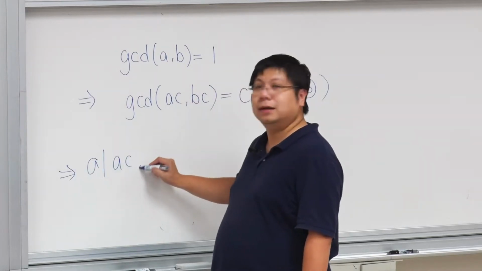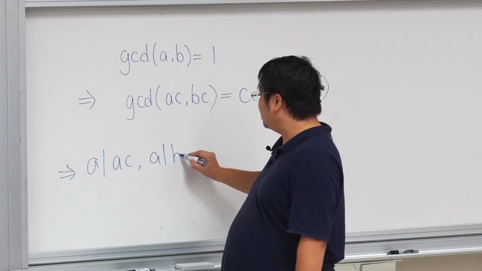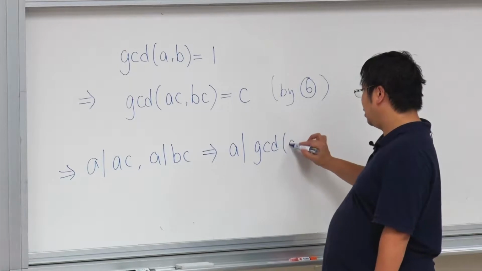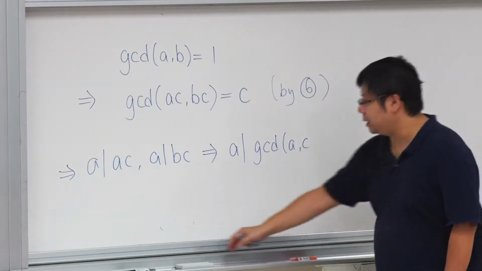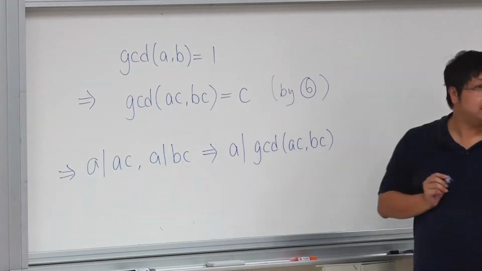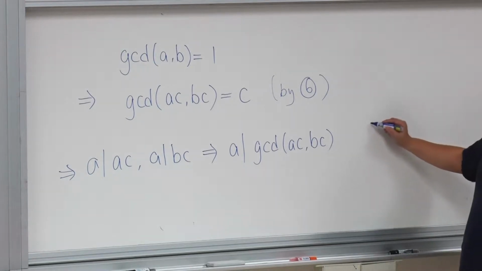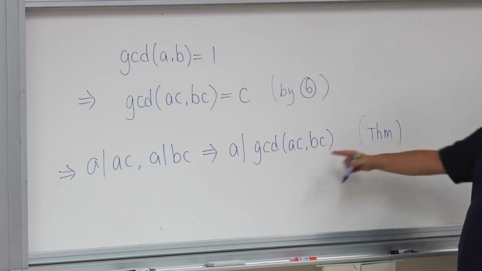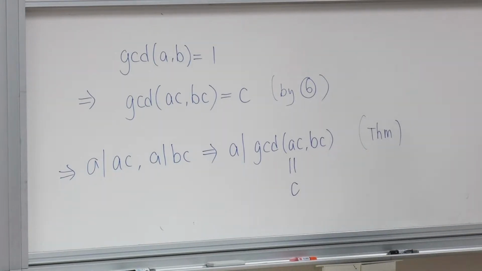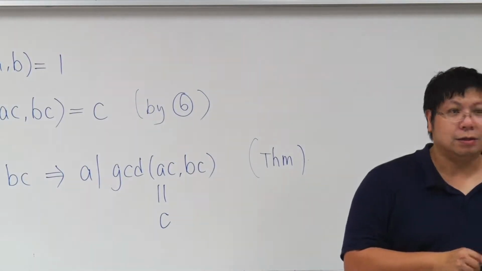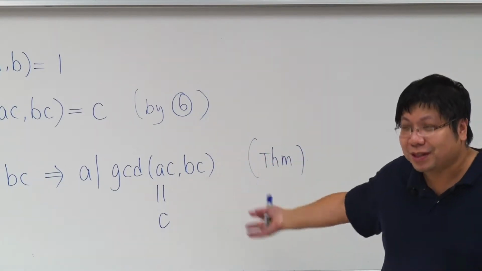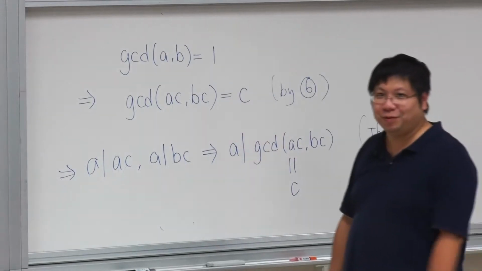Because A divides AC, and because A divides BC, so A divides GCD of AC and BC. Does that make sense? This is by the linear combination, by our earlier theorem, because this is a linear combination of AC and BC. And what is it? This is C. So A divides C. Is that okay? So we don't need the prime factorization theorem to get this result, but then it will be super difficult. Yeah, but still, I hope you find it interesting.